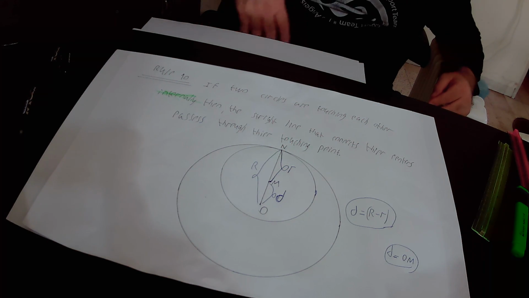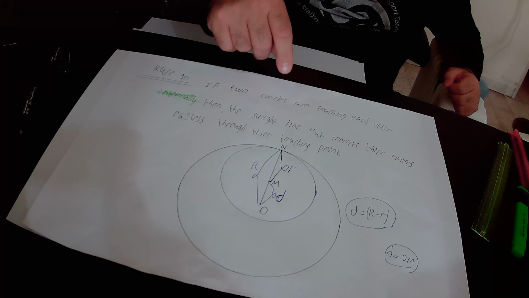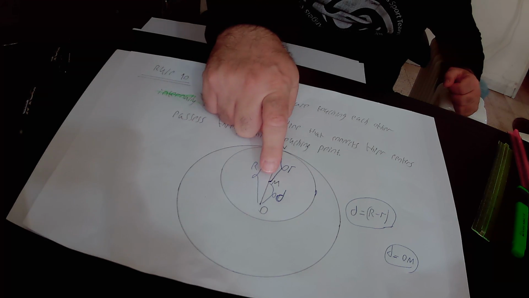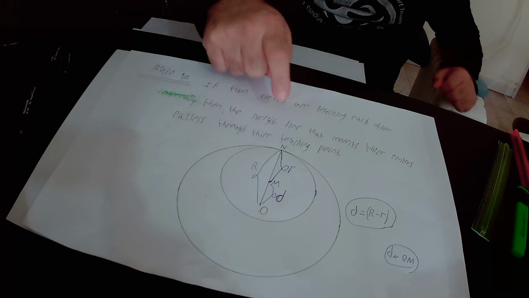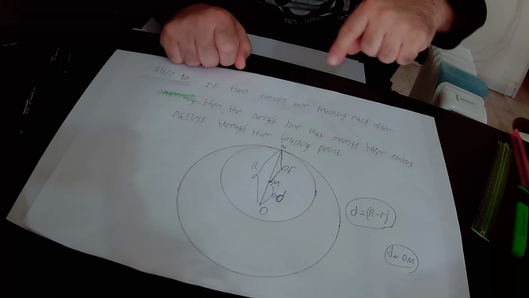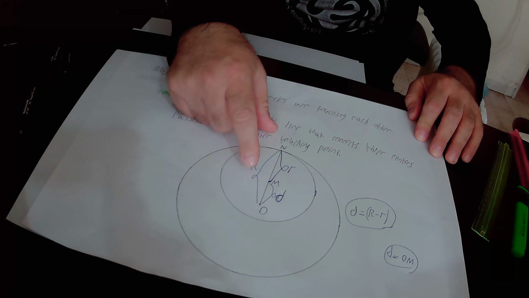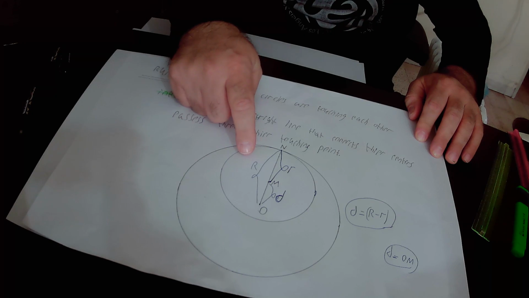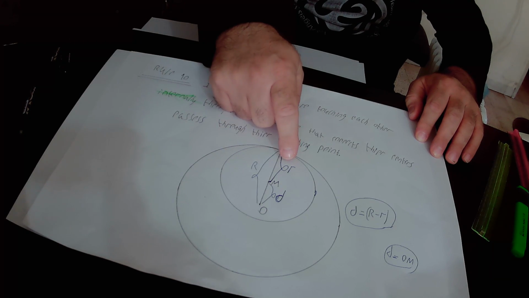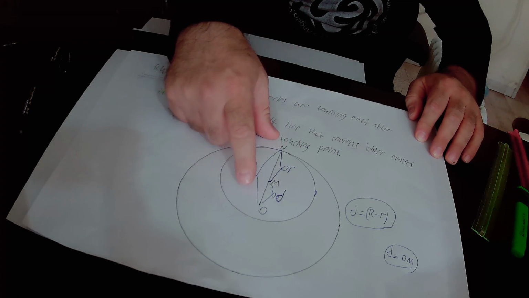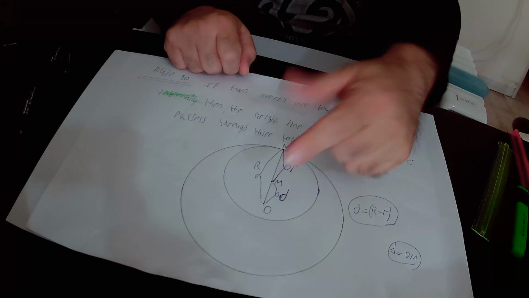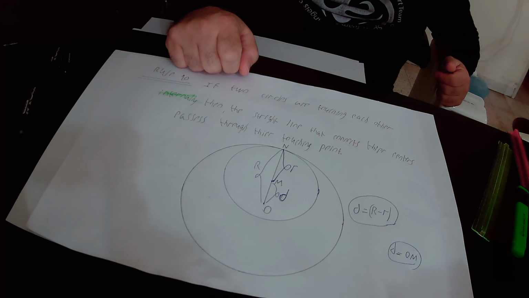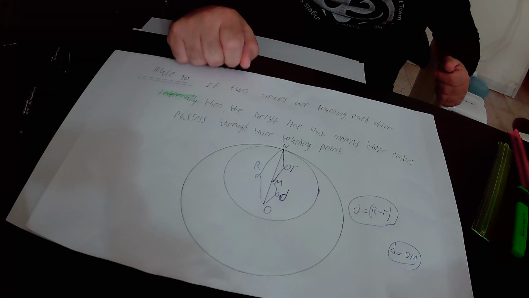And what is the distance between their centers? The distance between their centers is OM. But what is the value of OM? OM equals capital R minus small r. Capital R is the radius of the big circle, small r is the radius of the small circle. Therefore, capital R minus small r equals OM. It is very easy to see from the drawing. Okay?